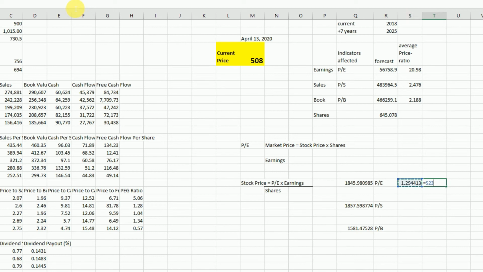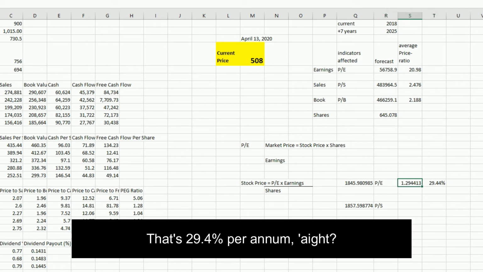For the 1.29, you will have to subtract 1 because this value corresponds to 1 plus i. Remember the formula: 1 plus i raised to t, multiplied by the principal, equals the future value. That's why we have to subtract the 1 pertaining to the principal. So that means this is actually 29.44%. If you invest today in Ayala Corp at 508, then you stand to earn more or less 29.44%, given the price per earnings value.